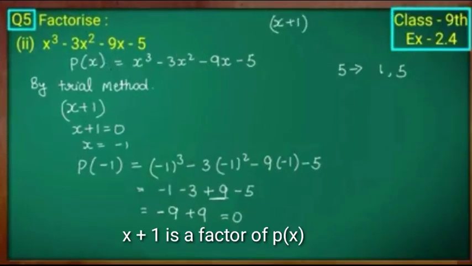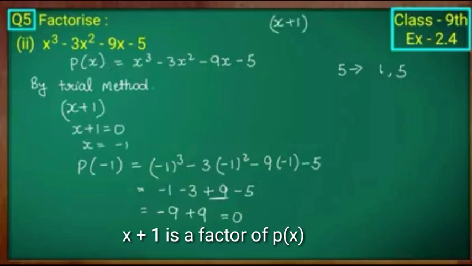Second one, let the given polynomial be p of x. So, p of x equal to x cube minus 3x square minus 9x minus 5. Here the coefficient of x cube is 1 and the constant is 5. Its product is 1 into 5, 5. So, the factors of 5 are plus or minus 1 and plus or minus 5.